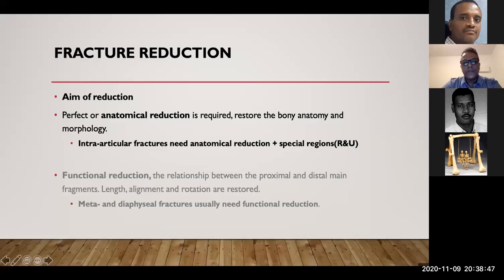So we need anatomical reduction if there is an intra-articular fracture. Also, there are some long bones like the radius and ulna. We consider them as one bone unit, and on these two bones we need anatomical reduction.